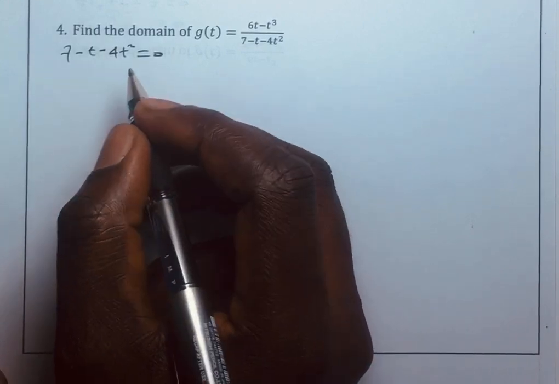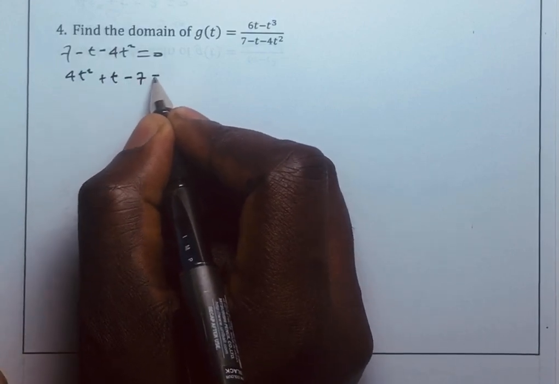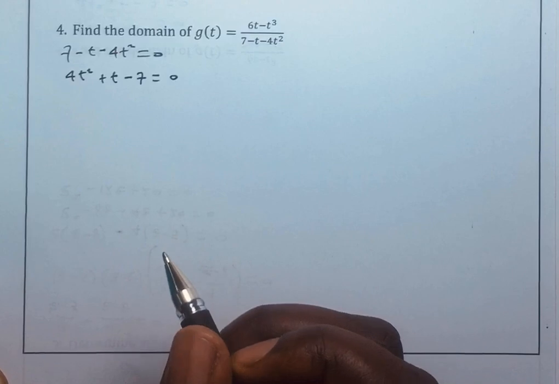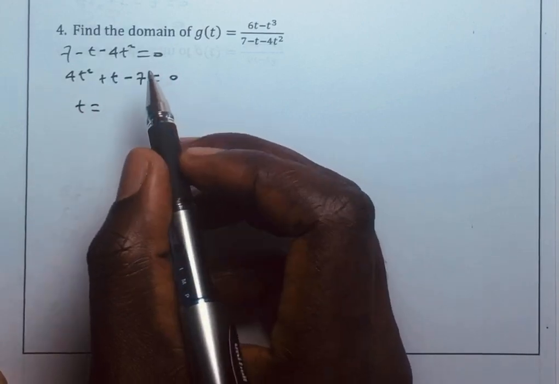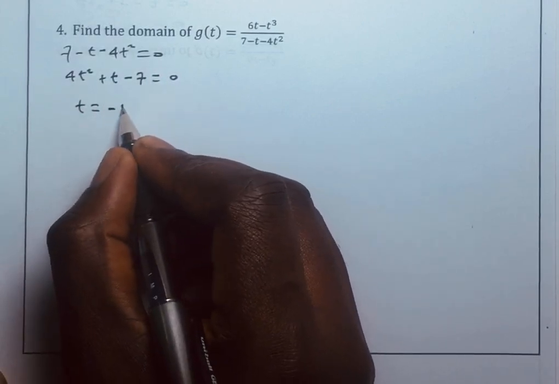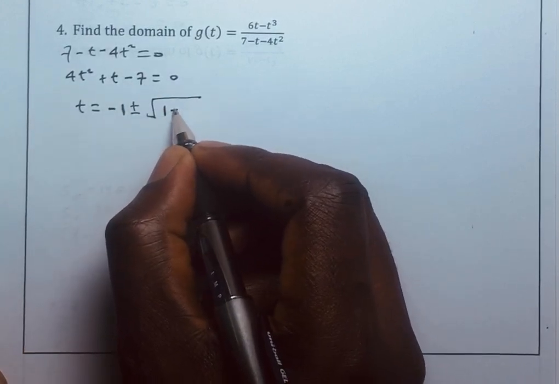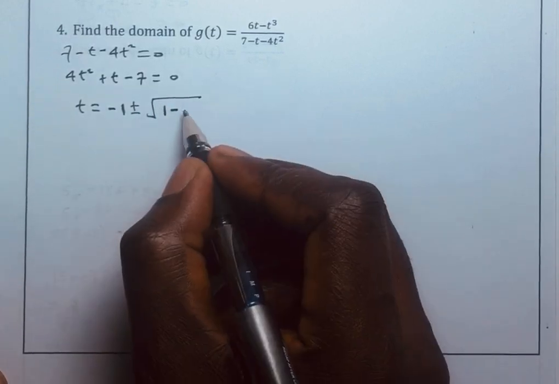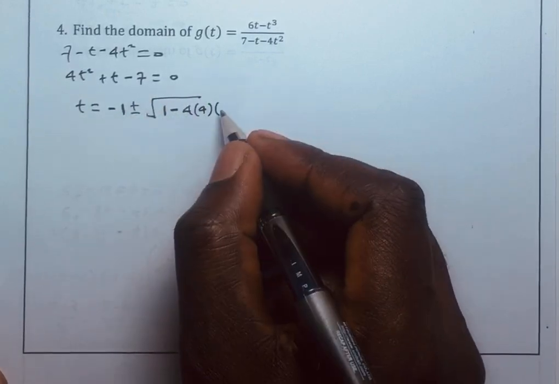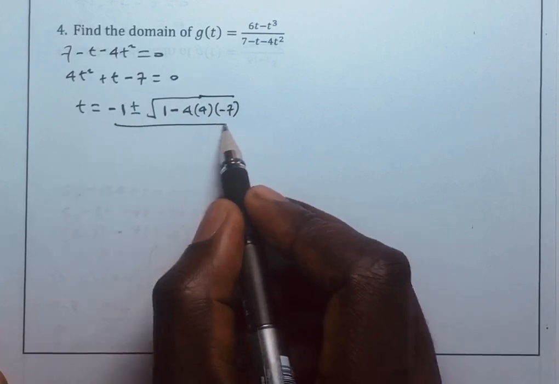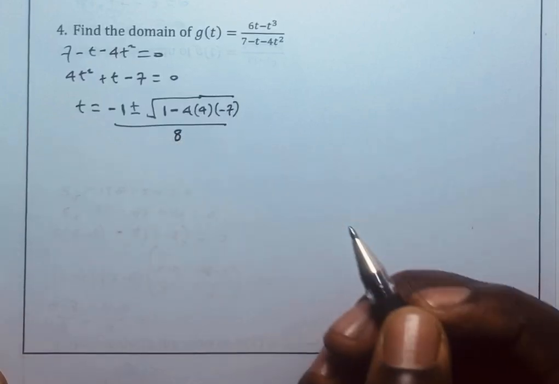So this is a quadratic equation. We can rewrite it as 4t squared plus t minus 7 is equal to 0. We can use any method to solve this quadratic equation. Let us use the quadratic formula, so that t is equal to negative b, which is negative 1, plus or minus the square root of b squared, which is 1, minus 4 times 4 times negative 7, all divided by 2a, and 2a is just 2 times 4, which is 8.